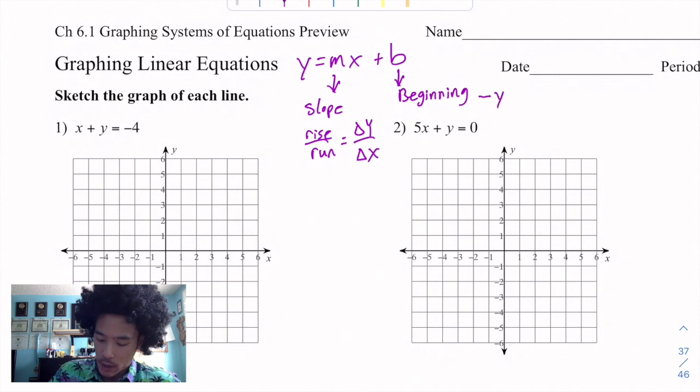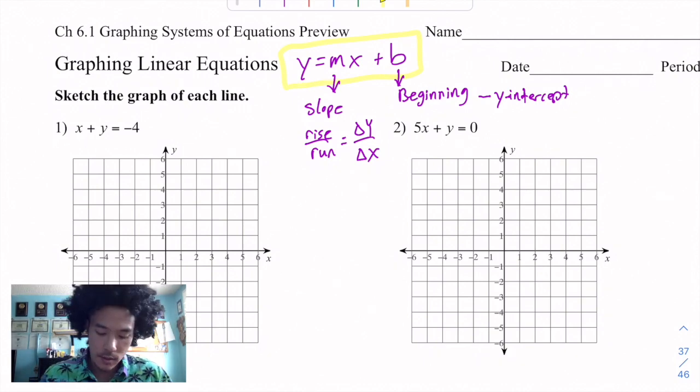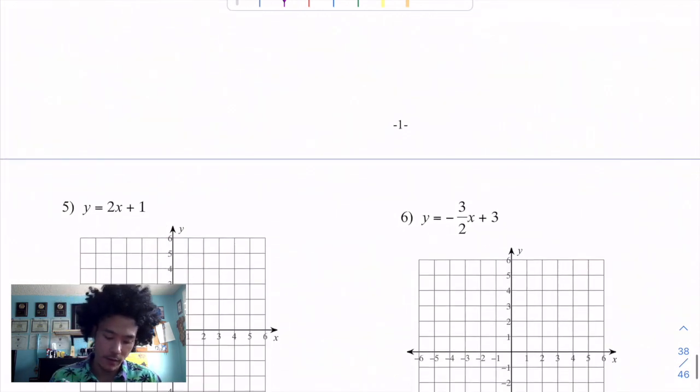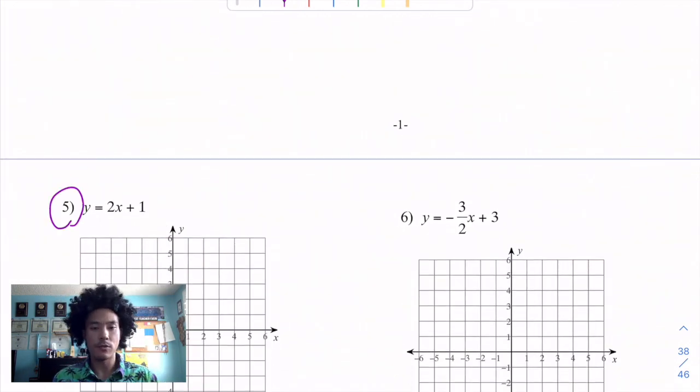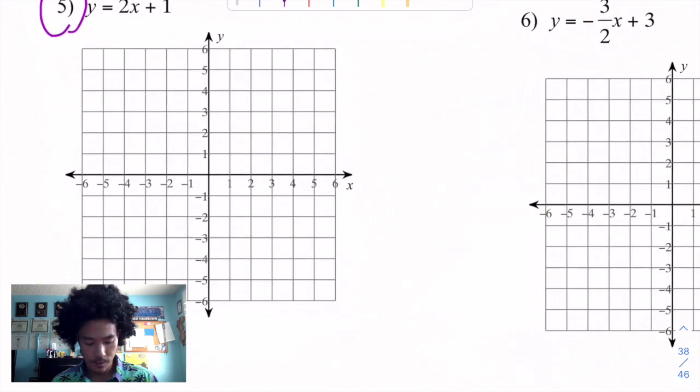It's called your y-intercept, okay? So your goal is to get your equation to look like this. Then you can graph it easily. To start off, I'm going to do number 5. So go to your number 5. Your homework could be out of order just to make it easier for you guys.